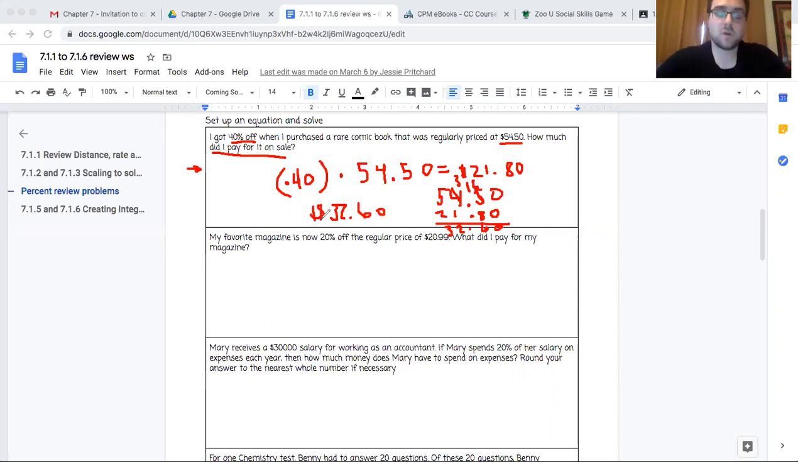So let's walk through this one more time. First off, we have to turn our percent into a decimal. Once you turn it into a decimal, you look at the whole price. You multiply that decimal by the whole price, which gives you how much money off you received from the original price. Then you take the original price and subtract that number from it, and you get what you paid for the item. Okay, so let's practice it again now with our second one.